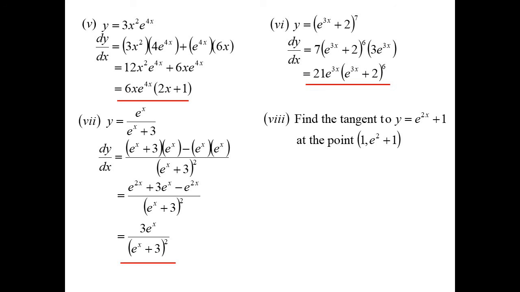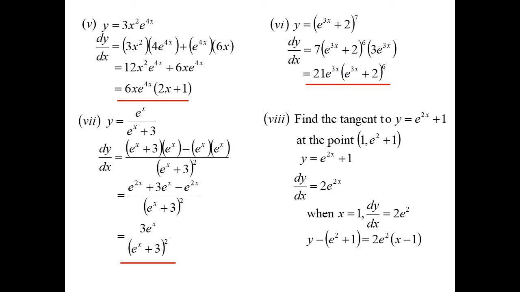Let's do an actual question and let's find the equation of a tangent. At the point 1, and I'm using the exact value for the y value, it would be e squared plus 1 at that point. We need our derivative, 2e to the 2x. Sub in the x value to work out the actual slope of the tangent, 2e squared. Point slope formula, and we get a lovely looking expression. There it is, 2e squared x minus y minus e squared plus 1 equals 0. I've put it in, of course, general form.